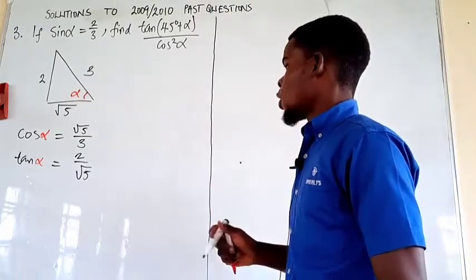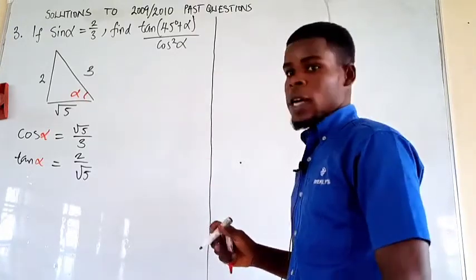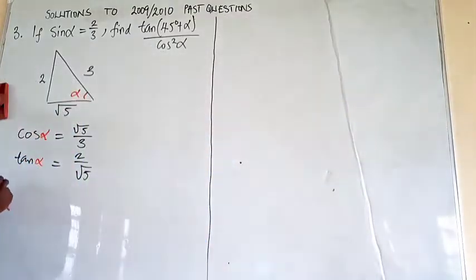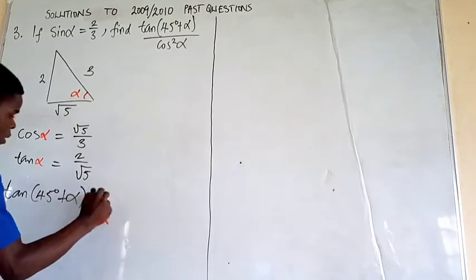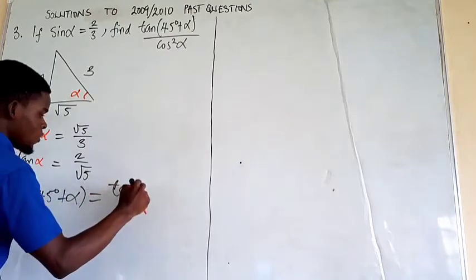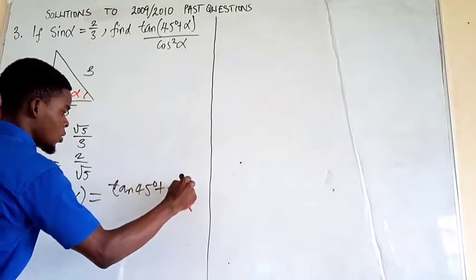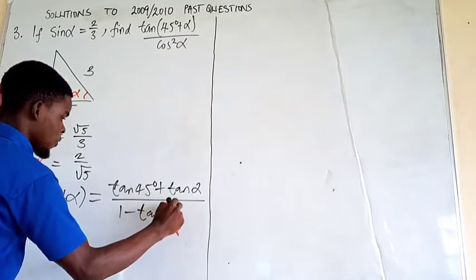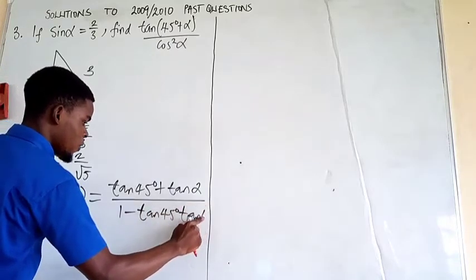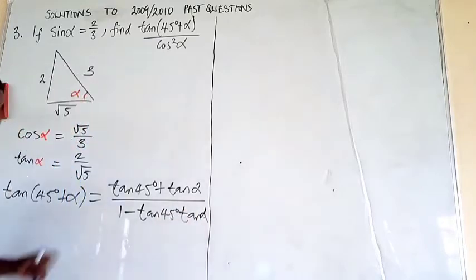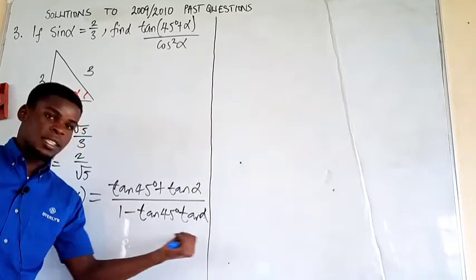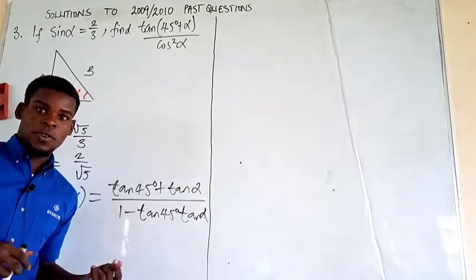Okay, now I believe you're conversant with the tangent of the sum of two angles. By that trigonometry identity, we're going to say that tangent of 45 degrees plus alpha is equal to tangent of 45 degrees plus tangent of alpha divided by 1 minus tangent 45 times tangent alpha. Alright? You know, we just talked about tangent of angle A plus tangent of angle B divided by 1 minus tangent A times tangent B. So we're just making use of the formula, okay?